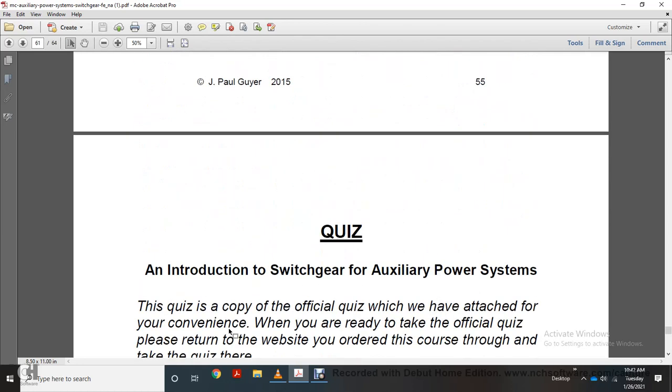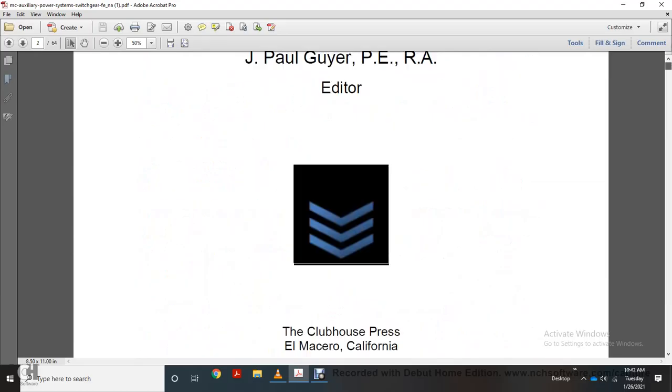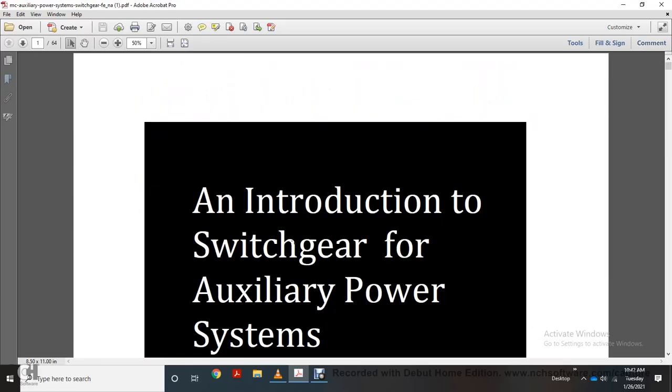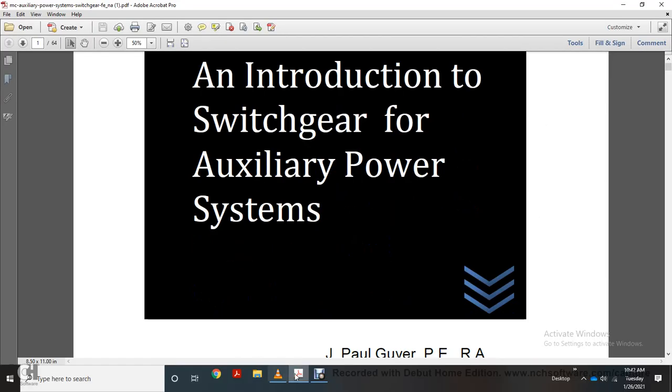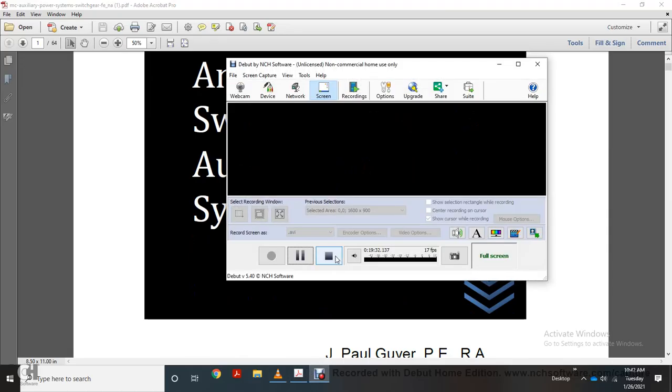equipment. And that completes the reading of Introduction to Switchgear and Auxiliary Power Systems Testing.